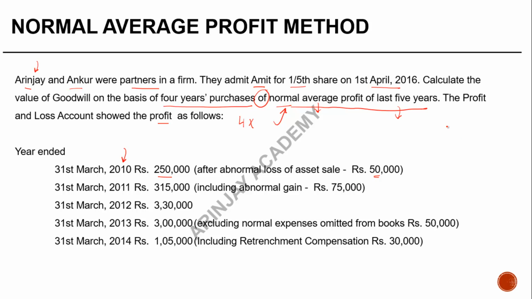So like I told you, what this means is when I prepared my profit and loss account, there was revenue, there were expenses, and there was an abnormal loss on sale of asset of 50,000. After considering this loss, my profit which was there for the year was 2,50,000. But we need the normal profit for every year. So we are going to remove this abnormal loss and arrive at the profit. And that is what we are going to do for all the 5 years. So we'll just do that.